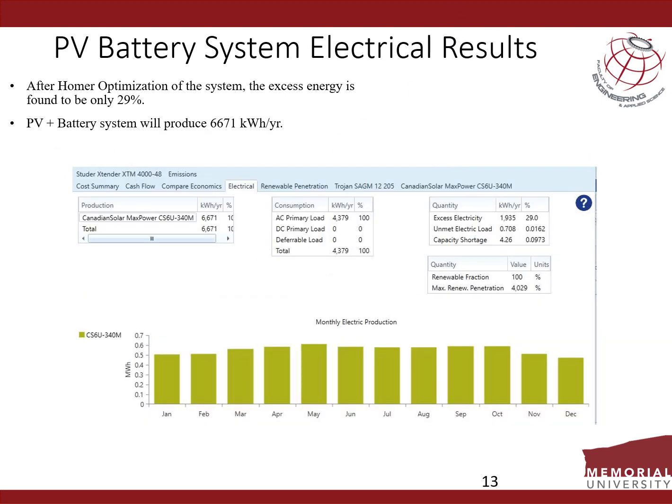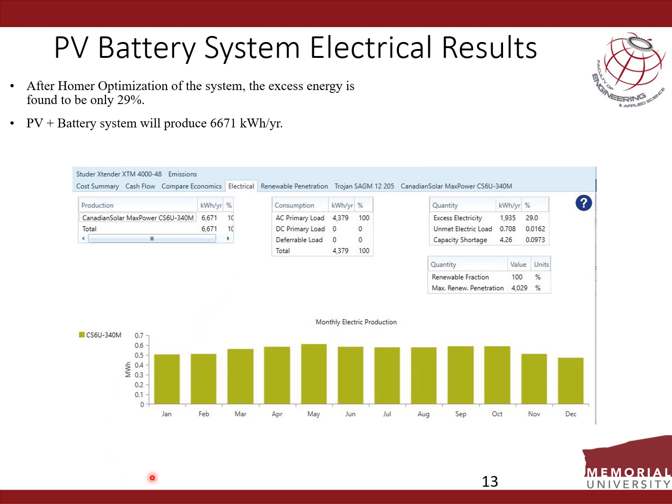In this slide, you can see the electrical analysis of HOMER Pro. After HOMER optimization, the excess energy produced by the system is only 29%, which seems to be a good percentage. And also the total system, including PV and battery, will produce 6,671 kilowatt hours per year.